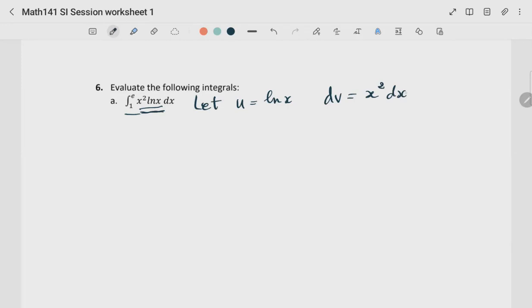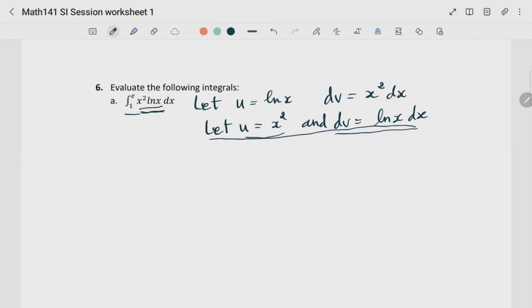Before we move on from here, you might ask yourself, well, why not just let u be equal to x squared, and dv be equal to ln x? Why not the other way around? You'll notice that if you use this substitution, the first part is quite easy to deal with, but for the second part, you would have to find the integral of ln of x, right? Which is not an easy integral to find, right?